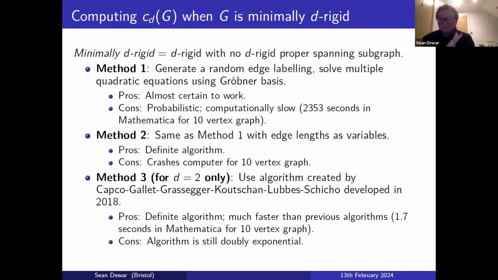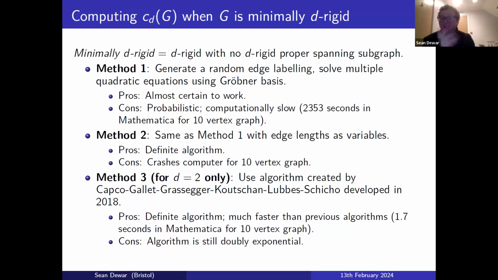This slide has got a lot of information, but don't worry about it. What I'm doing here is I'm focusing on minimally d-rigid graphs. So I take a graph that's d-rigid, but it has no proper d-rigid spanning subgraph. So if I remove any edge, it becomes flexible, effectively. And with these graphs, you have a lot more leeway on methods. So you can use a random edge labeling and solve quadratic equations using Gröbner bases. That simplifies things quite a lot. And it's quicker than the previous method I mentioned on the previous slide, but it's still kind of horrendously slow. You can have a 10 vertex graph and it takes over 2,000 seconds to even compute it. So it's not great, and it's still probabilistic.